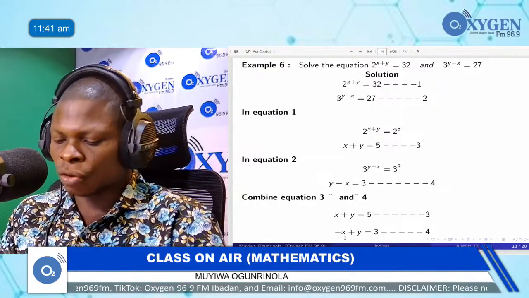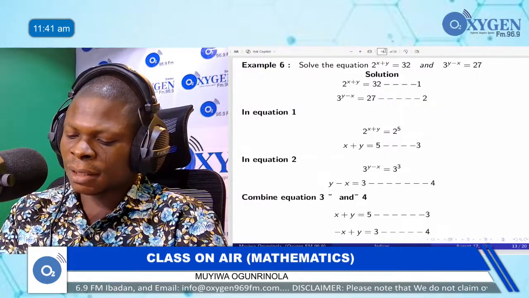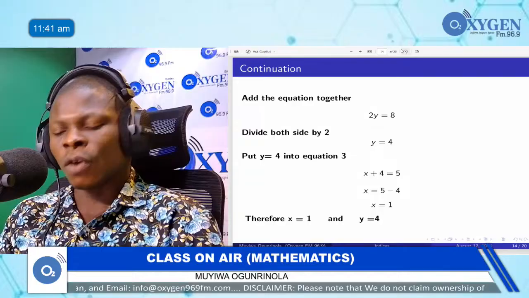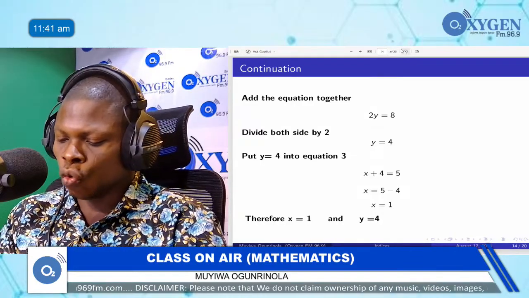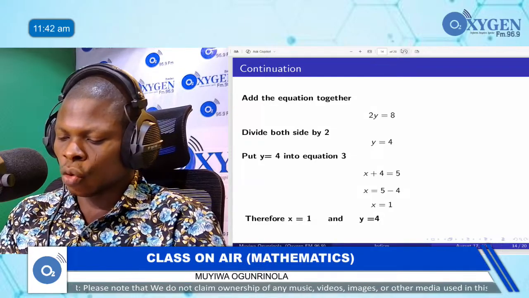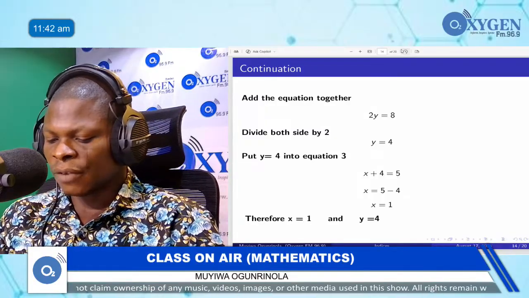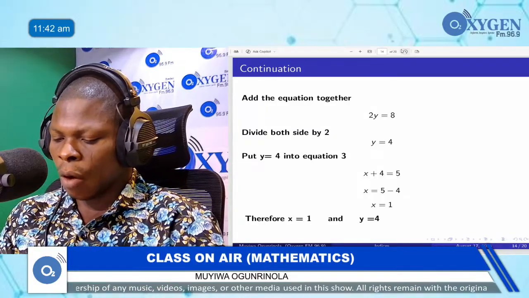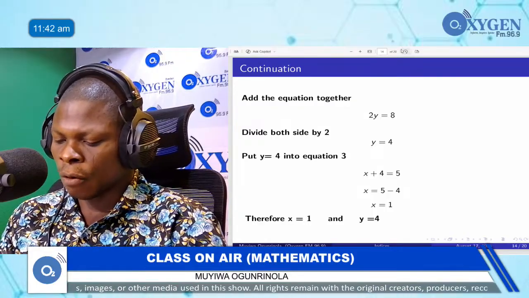So in that case, you just need to add the equations together. When you have x minus x, it will give us 0. Then y plus y will give us 2y. Then 5 plus 3 will give us 8. So we are going to have 2y is equal to 8. Divide both sides by 2. Our y will be what? Will be 4.